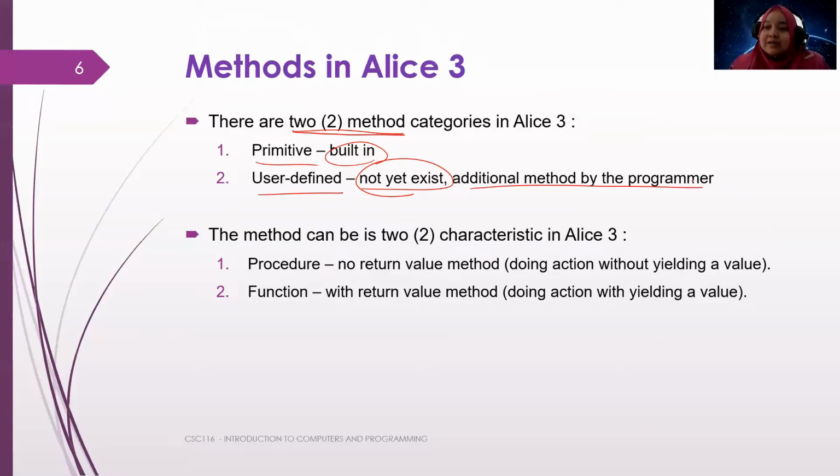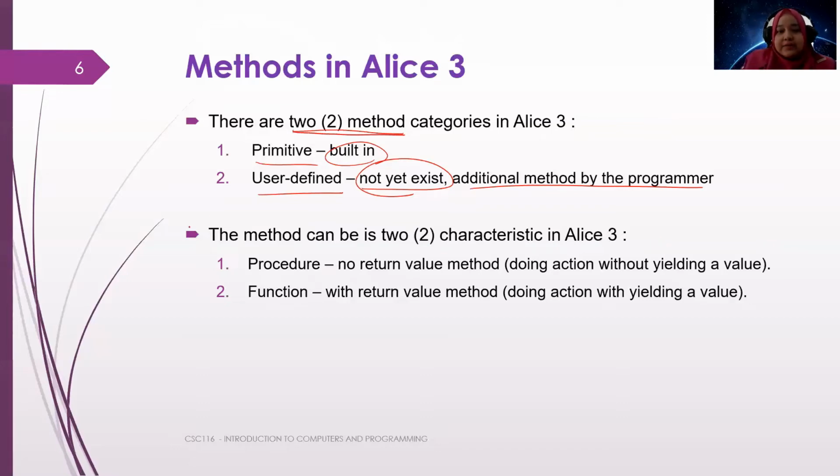So, kita lah, programmer adalah pengguna yang menggunakan Alice software. Programmer tu akan create a new method. So, bila dia create a new method tu, itu maksudnya user defined. Okay, remember. Kalau primitif adalah benda yang memang dah tersedia untuk awak, awak just tarik dan guna saja. Coding dia pun dia dah buat.